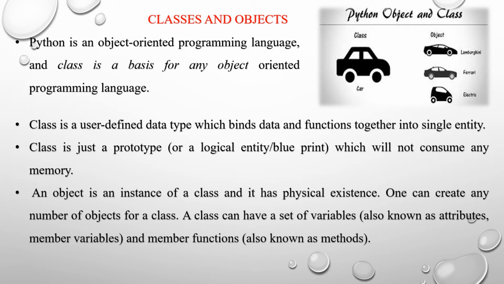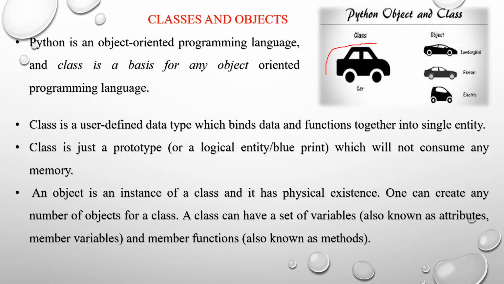An object is an instance of a class and it has a physical existence. One can create any number of objects for a class. A class can have a set of variables, also known as attributes or member variables, and member functions, also known as methods. So for example, consider car.